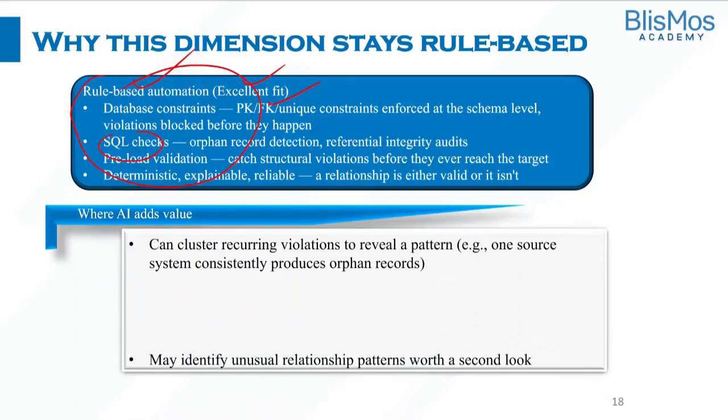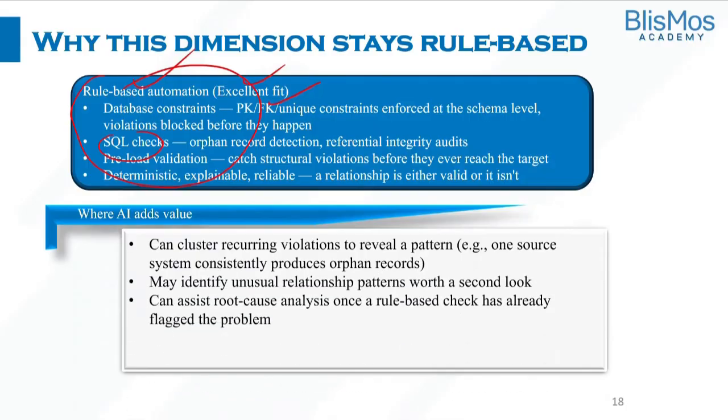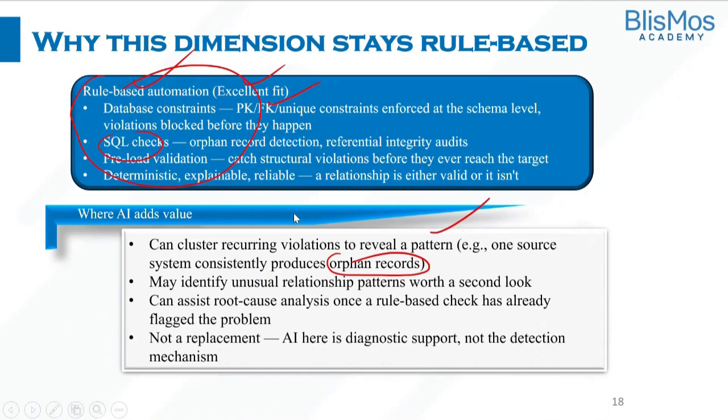For example, if one source system repeatedly produces orphan records, AI may cluster those failures and help identify if there is any recurring pattern. But remember, AI should not replace the integrity rule itself. Integrity rule is in a way inbuilt in the database constraints. So the final take on this is, it is primarily rule based, but AI can act as a diagnostic support, not the detection mechanism on its own.